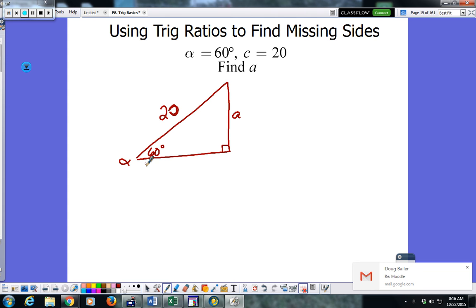How do we find that missing side length? By using our basic trig ratios. Step number 1, and again, when I start my homework, I would just keep this on the side of my paper so I don't have to keep writing it over and over and over.